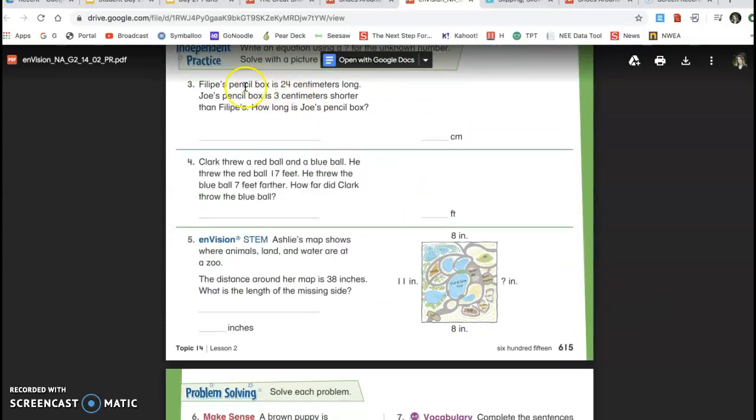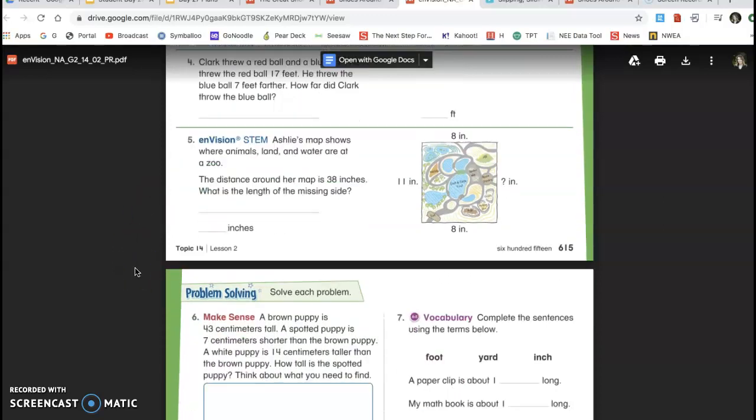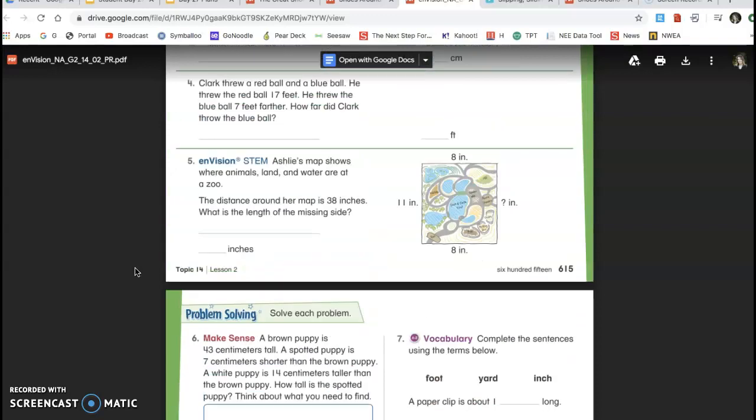They might see this here. Felipe's pencil box is 24 centimeters long. Joe's pencil box is 3 centimeters shorter than Felipe's. How long is Joe's pencil box? So they should know to do 24 minus 3, but I know some students might just see 24 and 3 and add them together. So make sure they really think through what it's asking them to do to find the missing number. And so yeah, that's the work mat for today.